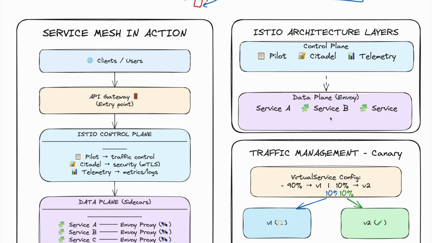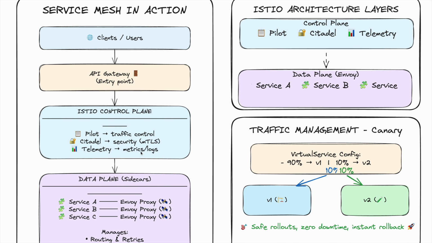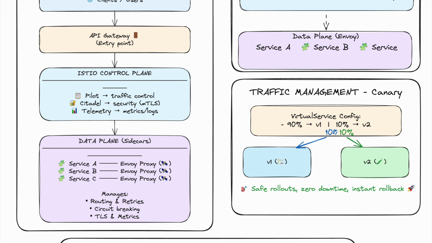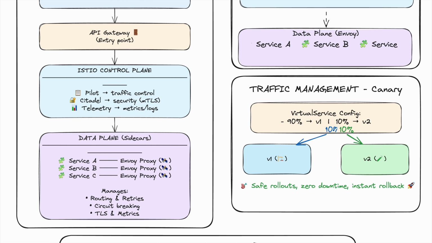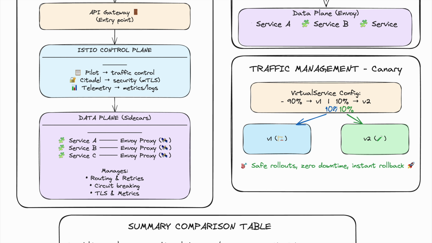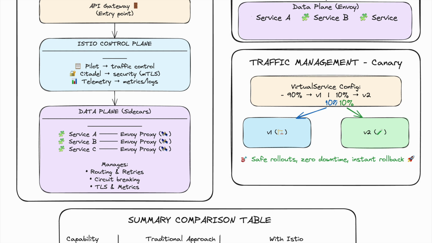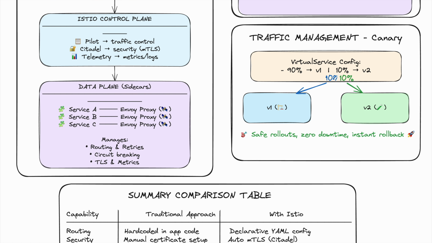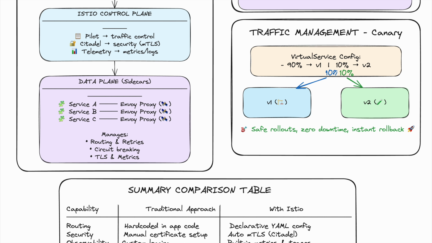So which tools are we using? For example, for the traffic control, we are using Pilot. For the security, we are using Citadel, and for the metrics and logs, we are using telemetry. So where else are we using Istio? For example, for deployment, specifically the canary deployment in microservices, we can use Istio. In the canary deployment, we start by gradually increasing the traffic to the newer version of our application. That part we also give as a responsibility to Istio.